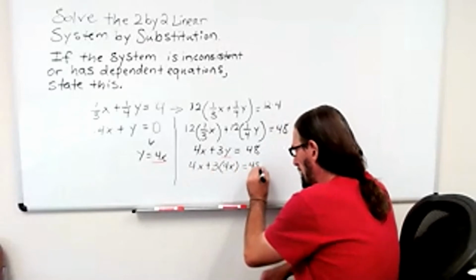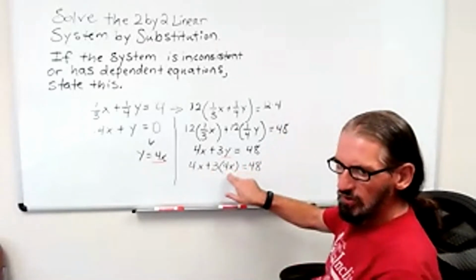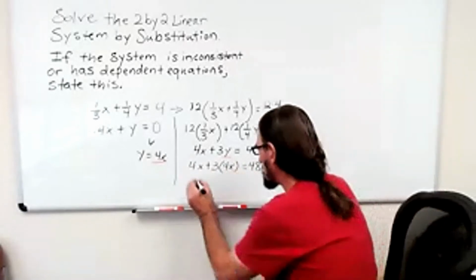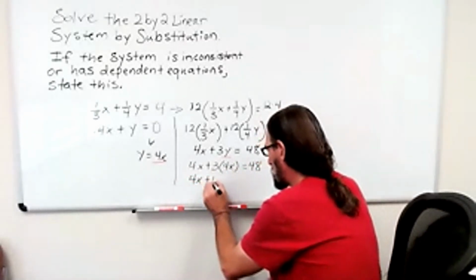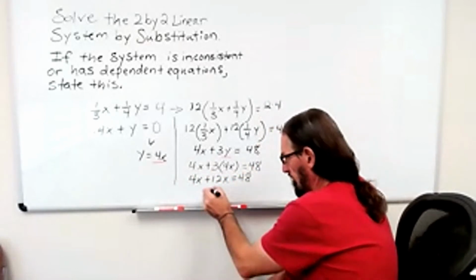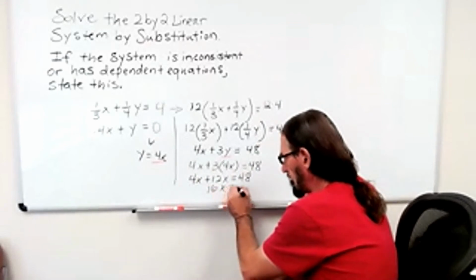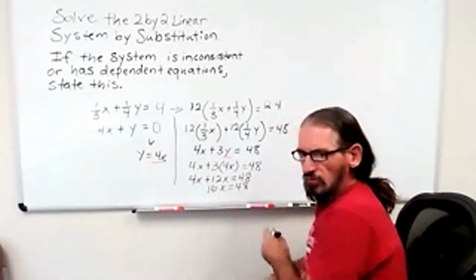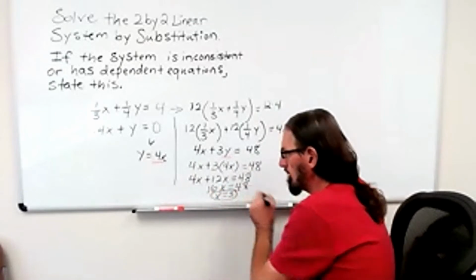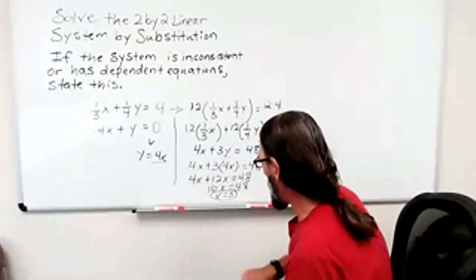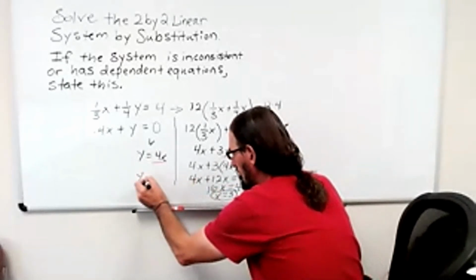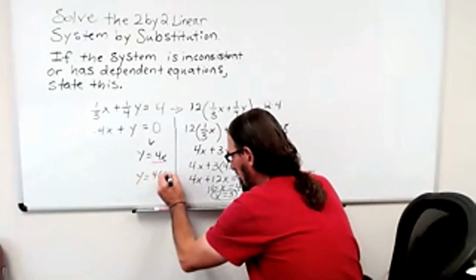equals 48. There's no addition or subtraction there, so there's no distribution to do. Just multiply the 3 and the 4. That's giving us that 16x equals 48. Dividing both sides by 16, we're getting that x is equal to 3. So then we should have that y is 4 times 3. So 12.